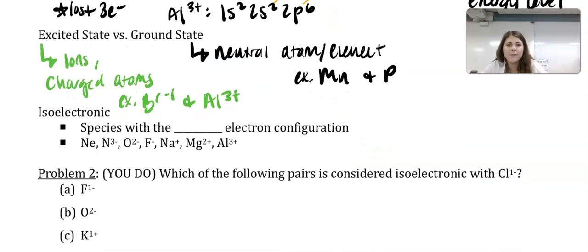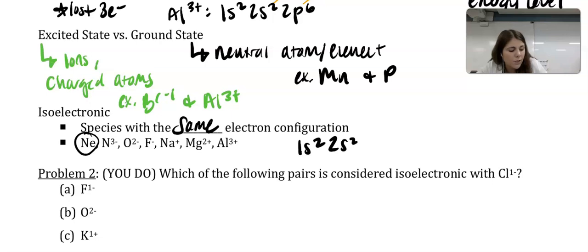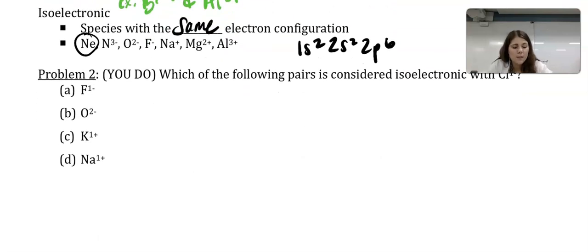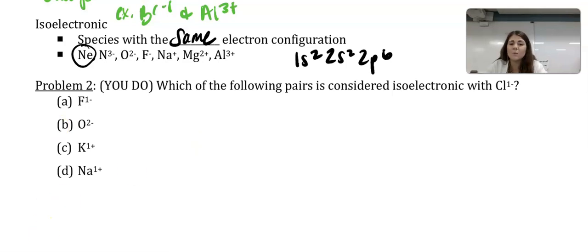Next, isoelectronic. This is species with the same electron configuration. So I want you to realize when we have ions, they are trying to become like a noble gas. And now granted, the transition metals might look a little funky. So in this example underneath, neon is going to be our noble gas, and it has an electron configuration of this, which means the following ions are all going to have 1s2, 2s2, 2p6. All right, why don't you pause the video and try this one out yourself?